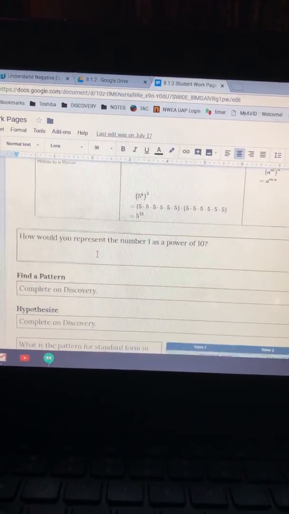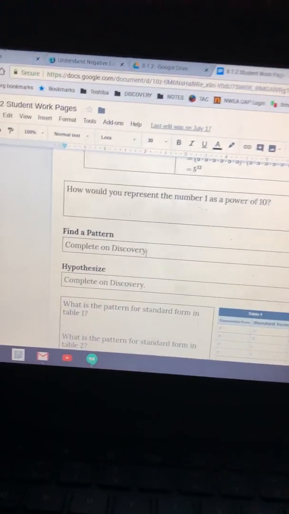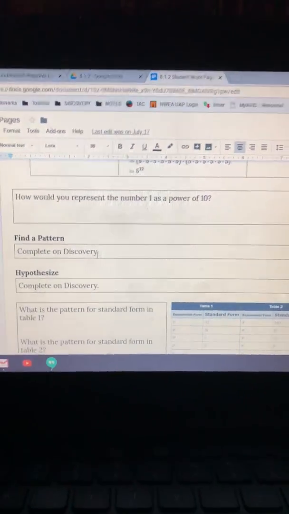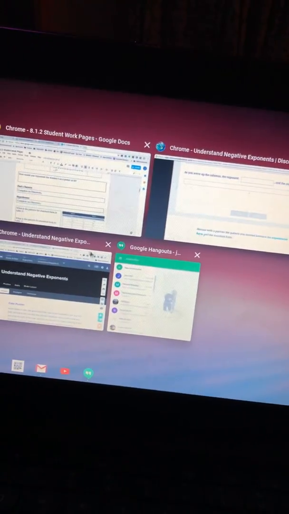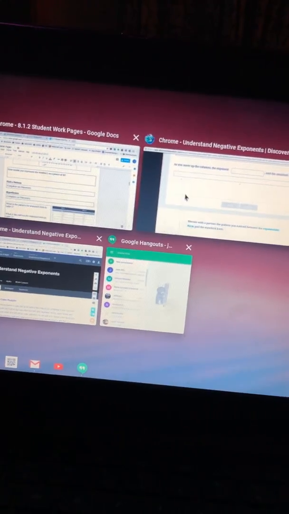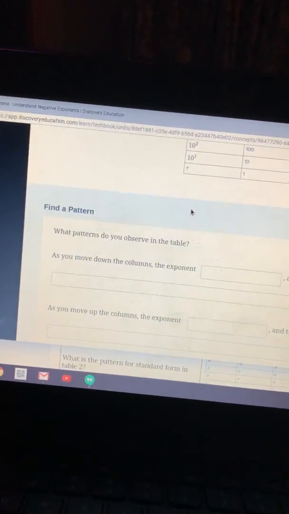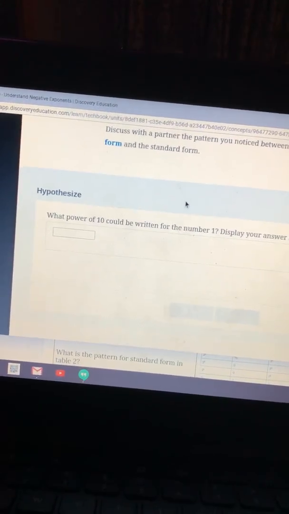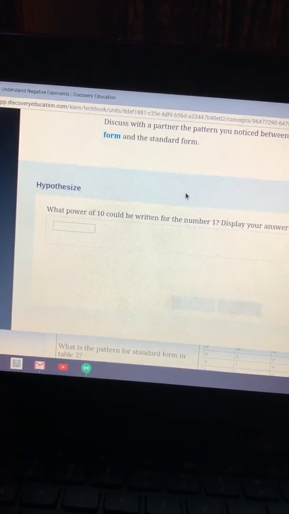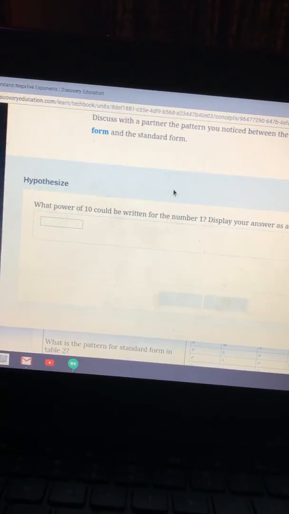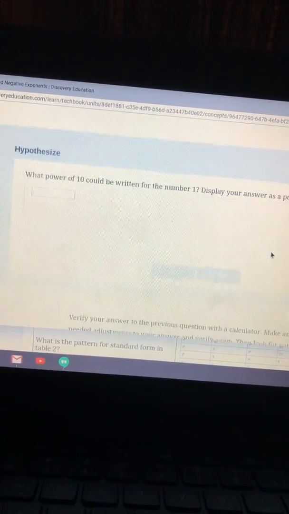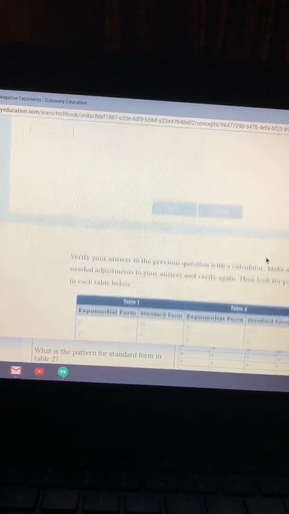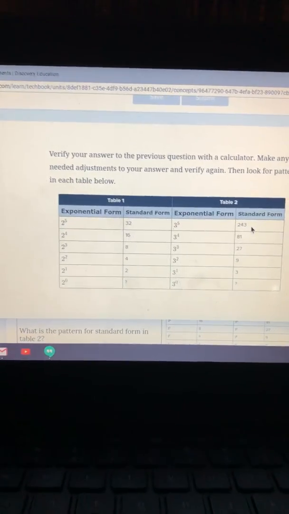Find a pattern. I believe we already did that online. Let me see. Yes, we already did find a pattern. So next we have hypothesize. What power of 10 can be written for the number of 1? Display your answer right over there, and then hit submit.